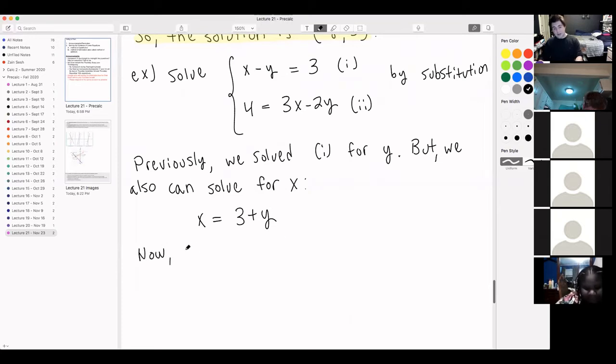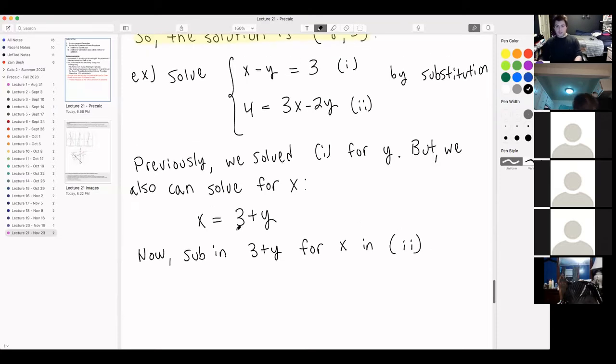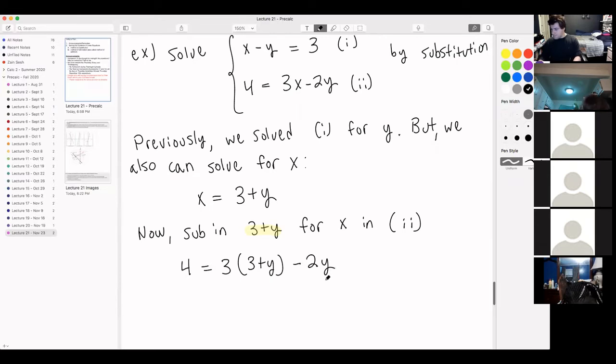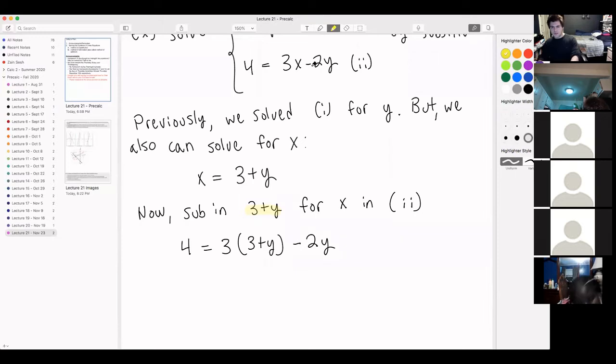Now sub in 3 plus y for the x variable in the other equation, in equation 2. So equation 2 is 4 is equal to 3x, but I'm replacing x with 3 plus y. So it'll be 3 times 3 plus y minus 2y. Okay, so I hope everyone sees what's going on. I replace this x right here with 3 plus y. And that's why that's there.